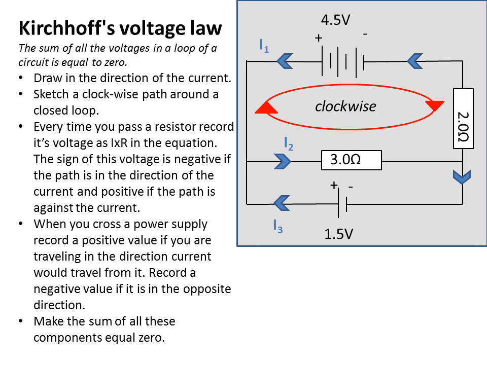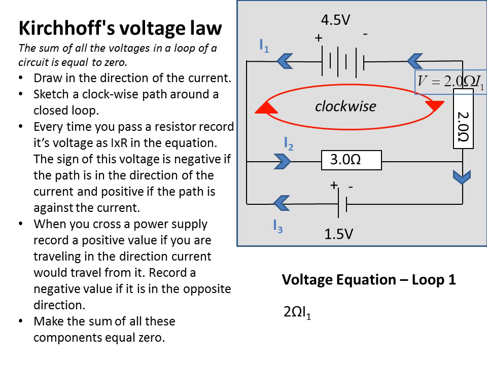Now, every time that I move through a resistor, I can calculate its voltage by multiplying the resistance by the current. If I look at this right-hand resistor, it's 2 ohms. The current that is going through this 2 ohm resistor is I1. So the voltage equals 2 ohms times I1, I times R, or R times I. So voltage equals 2 ohms times I1. I'm going to write that. This is the first part of my voltage equation for this first loop.